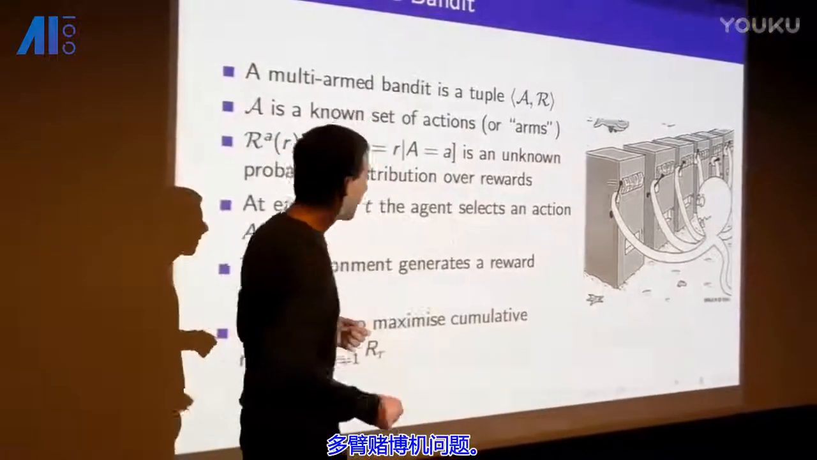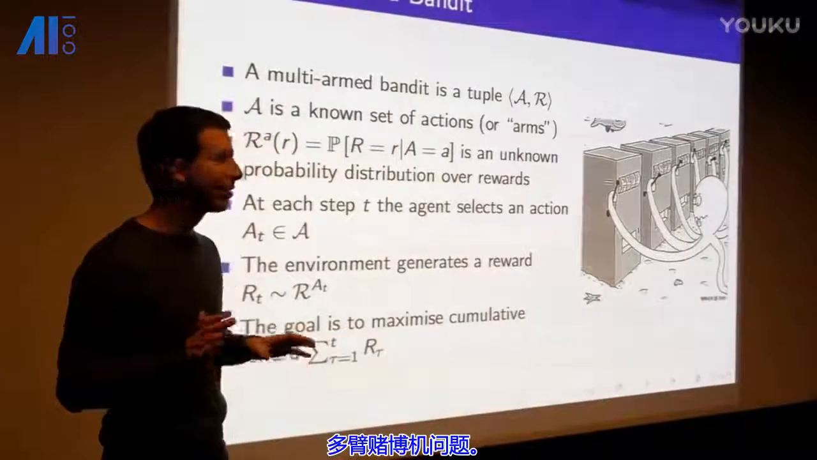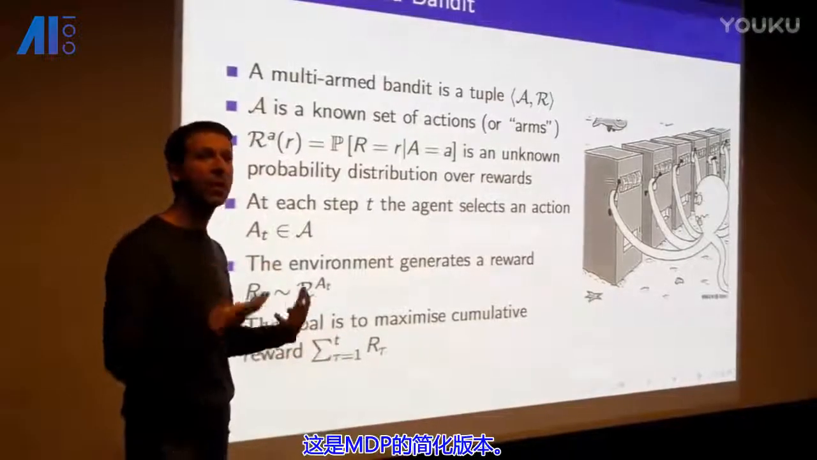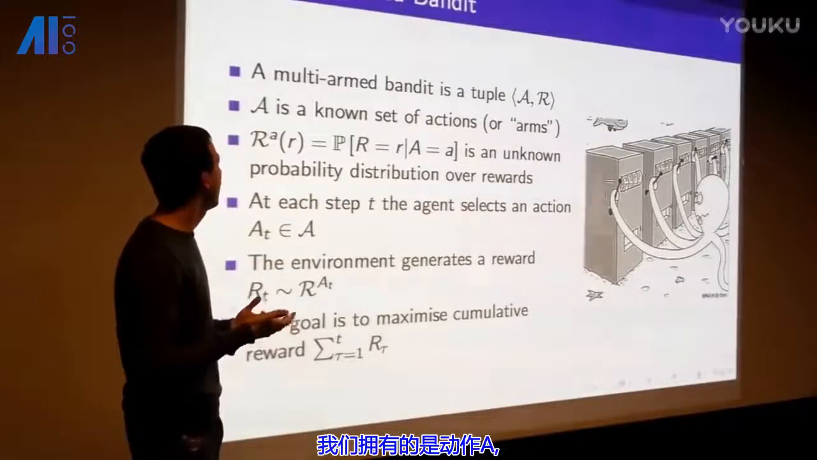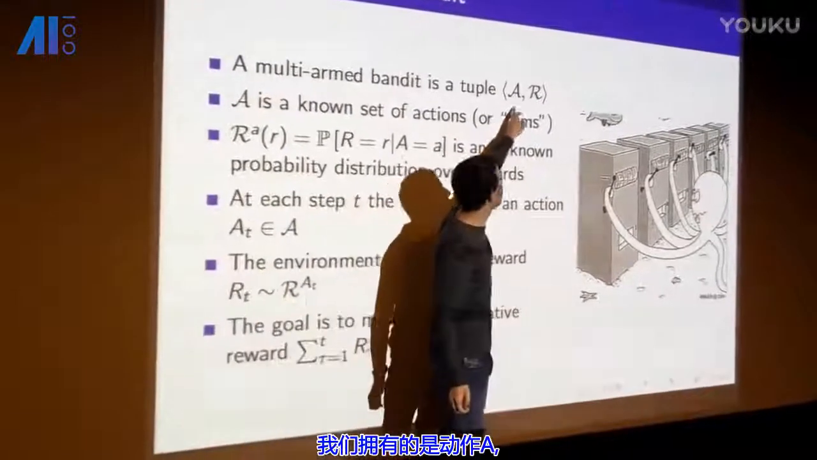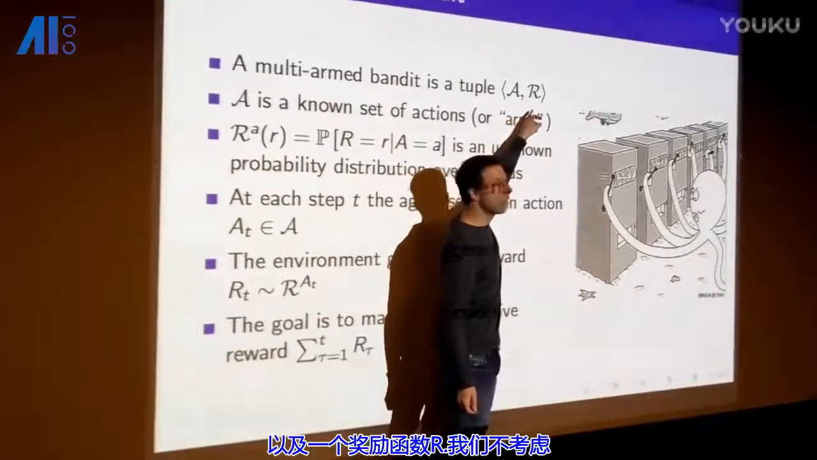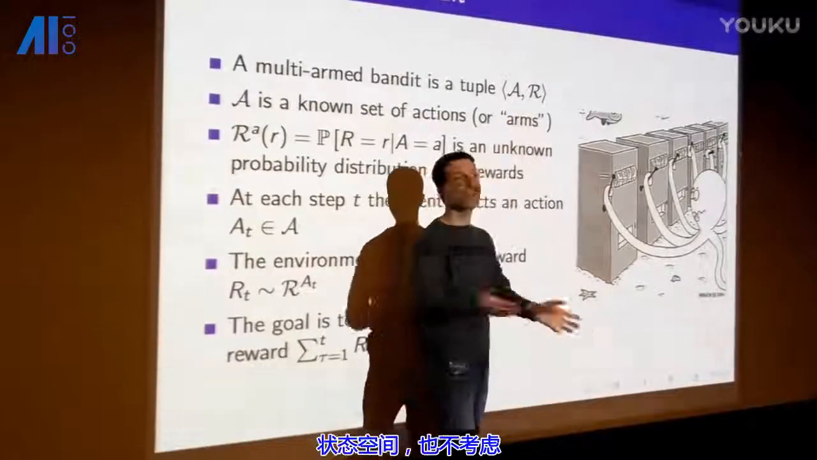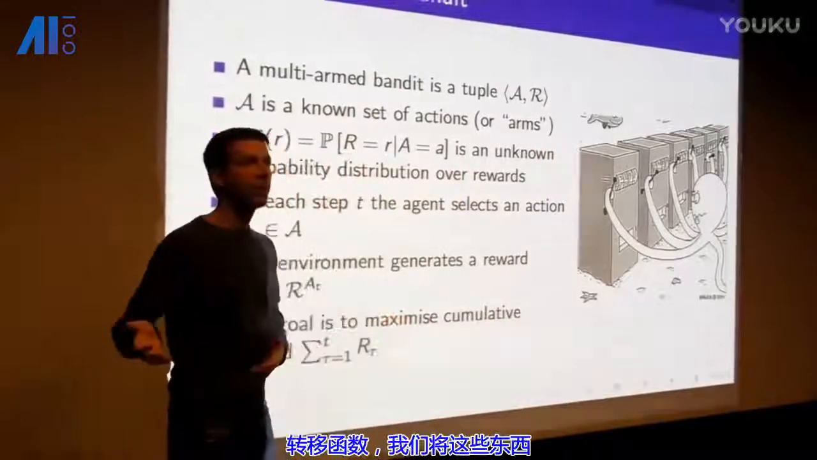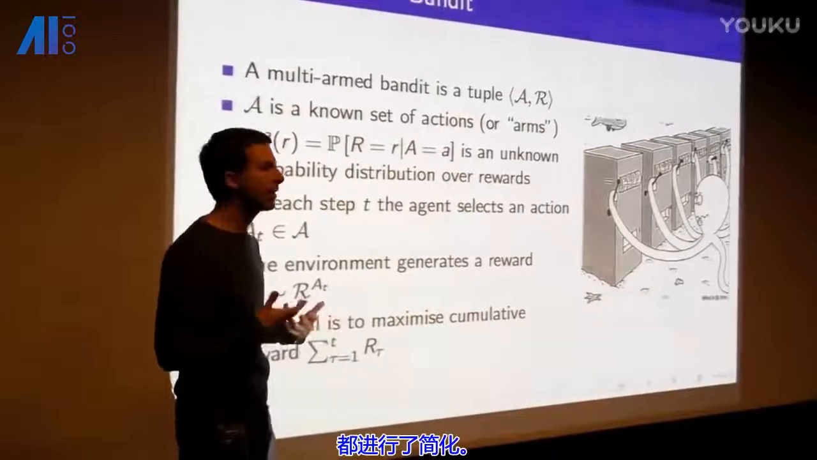This is the multi-arm bandit. No octopus is required, but we can think of this as a simplification of the MDP framework, where we just have a set of actions, A, and a reward function, R. So we've thrown away the state space, and we've thrown away the transition function, and we've really simplified things down now.